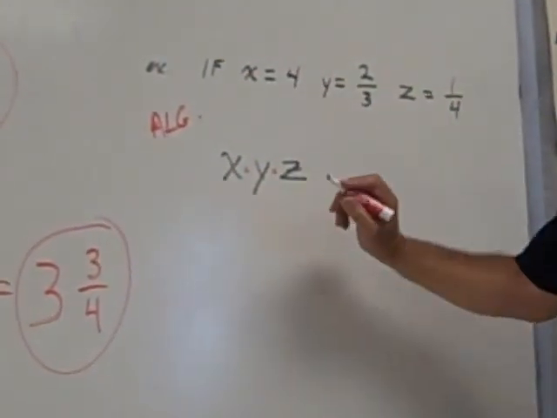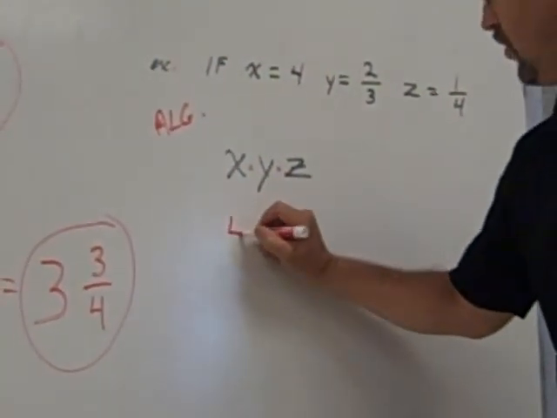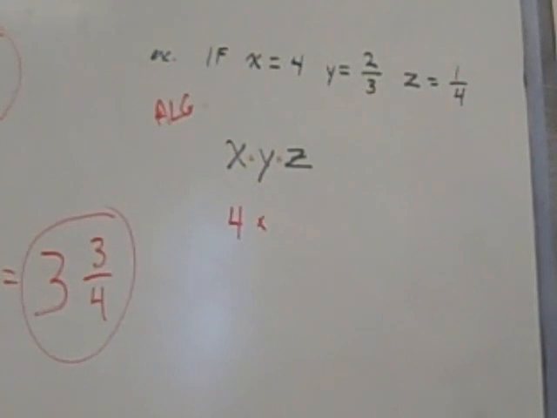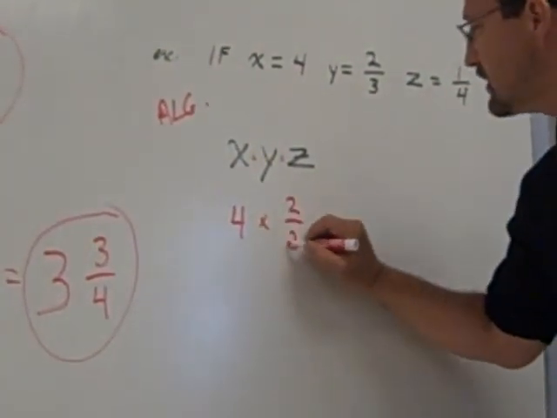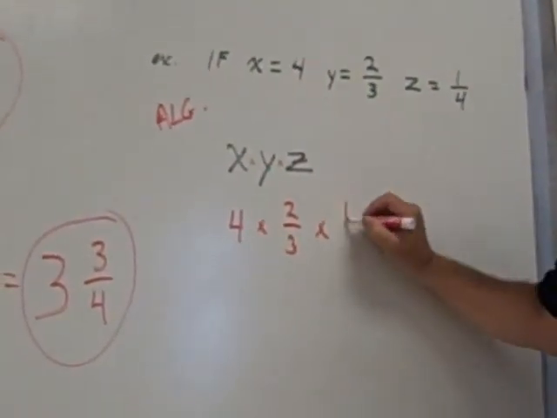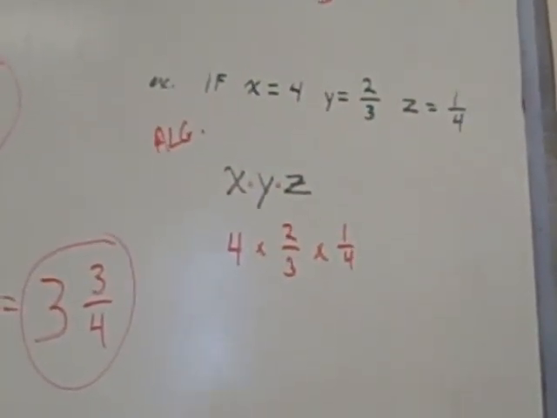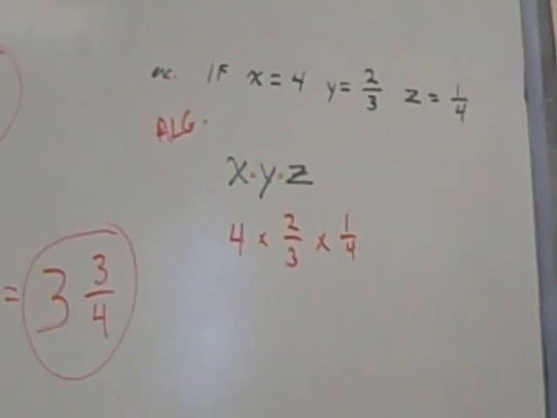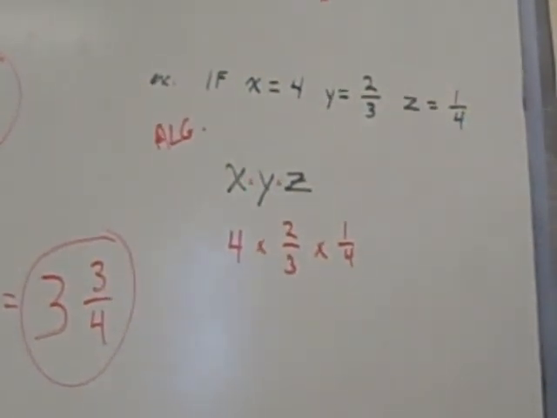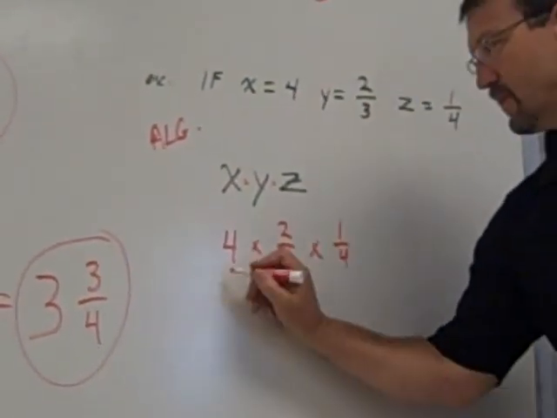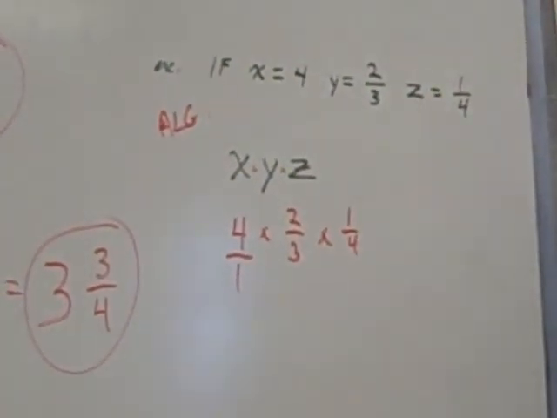what is the X? 4. 4 times 2 thirds times 1/4. Now, can we multiply? No, not yet. Why? They're not all fractions. So 1 under the big 4. There we go. Now they're all fractions.